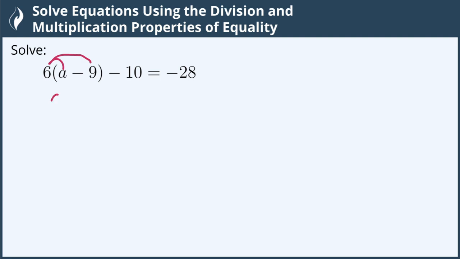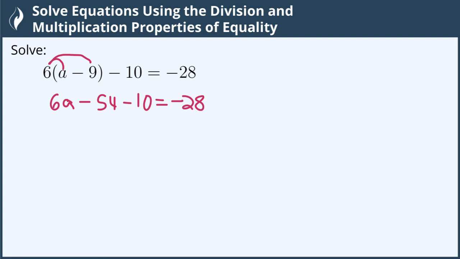When we do that, we get 6a, because we multiply the 6 by the a, and we have minus 6 times 9 is 54. Now we're going to carry the rest of the equation down. So we have minus 10 equals negative 28.